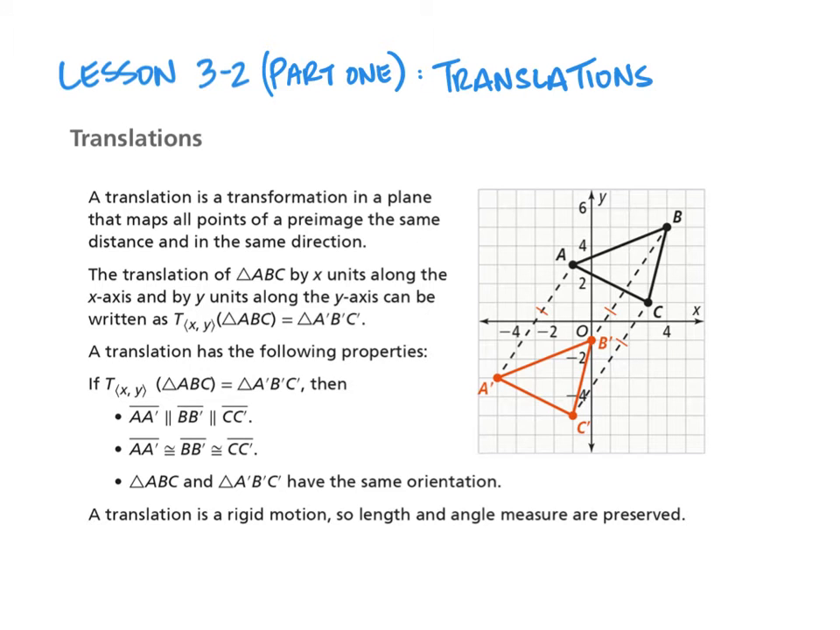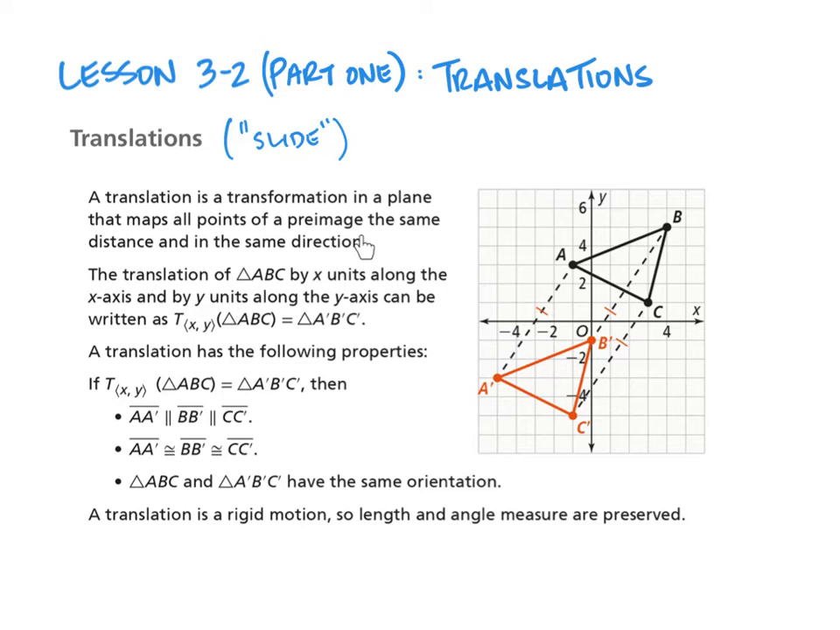Let's take a look at another kind of transformation called a translation. Sometimes a translation is referred to as a slide, and I think you'll see why in a second. We're basically taking a shape and sliding it across the plane to a new location. We're not turning it, we're not flipping it, we're just sliding it straight over to a new location.